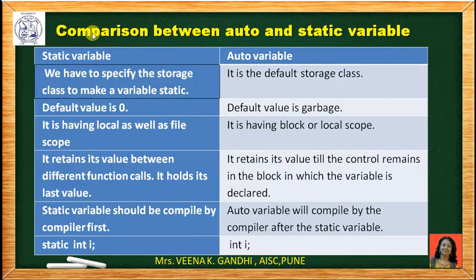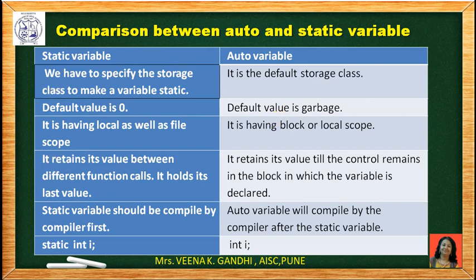Let us see a comparison between auto and static variables. In a static variable, we have to specify the storage class to make a variable static, so we specify static as the storage class. Auto is the default storage class; there is no need to specify the keyword auto. The default value of a static variable is 0. The default value of an auto variable is garbage.